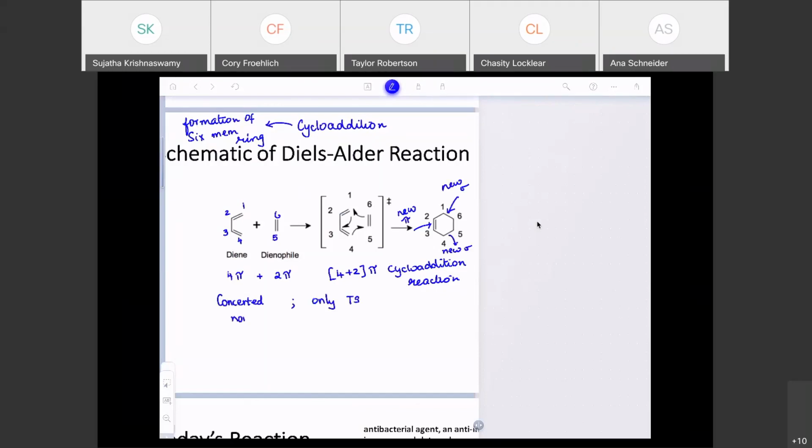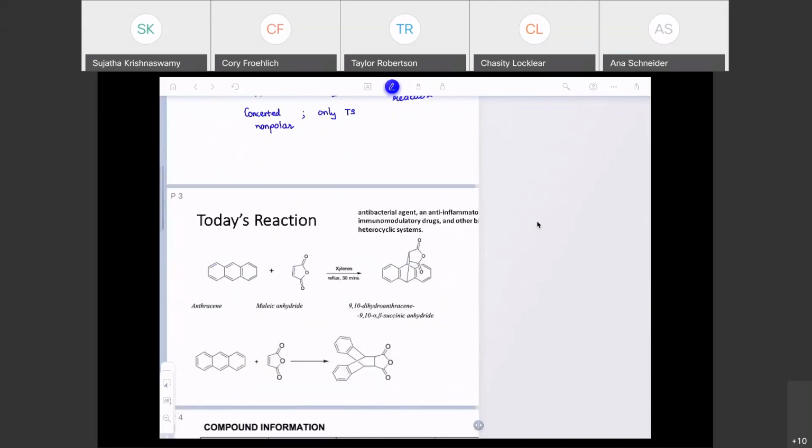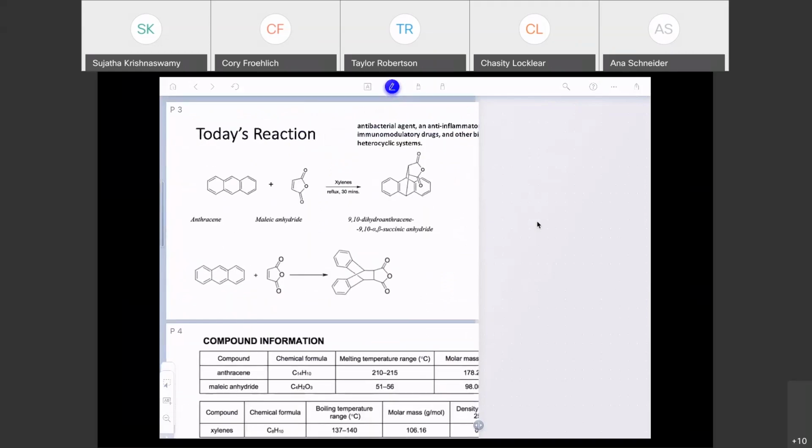In general, the reaction is considered non-polar. However, if you look at the literature in detail, you'll find that something like water does accelerate the reaction. So there is some polarity to the transition state itself. So that's a little bit of the theory; there is a lot more. Let's look at today's reaction.